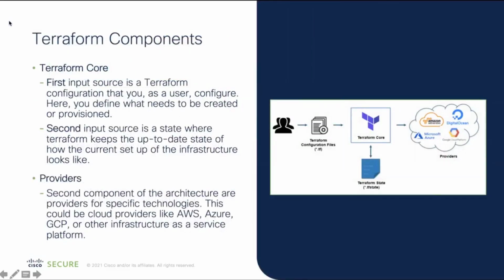First, you have the TF state, right? So, configuration that you as a user configure: you define what you want and how you want it to be provisioned. Second, you input the source. The state keeps an up-to-date state of the infrastructure. So basically, the state is the infrastructure: how far have you gotten along?